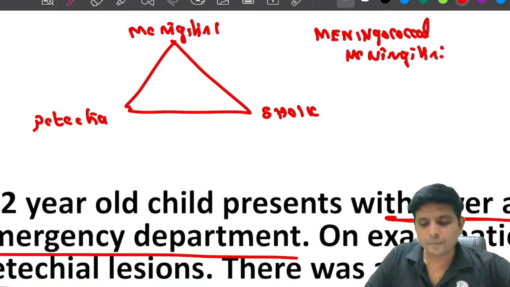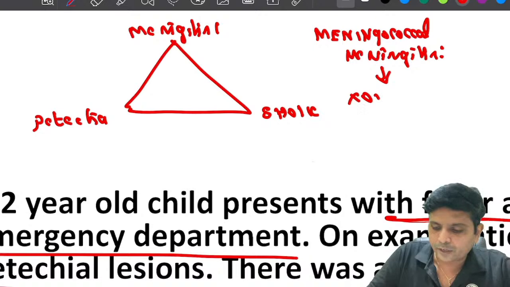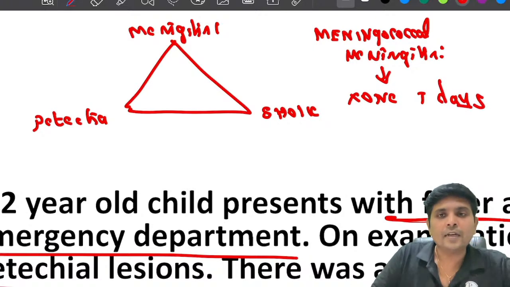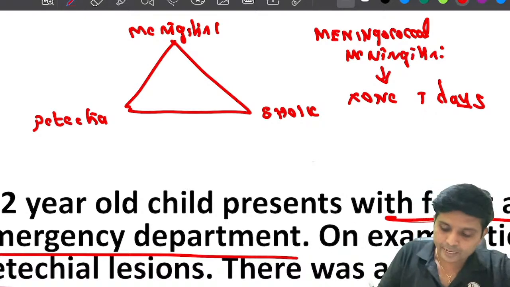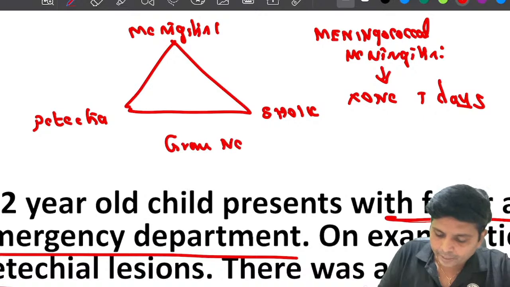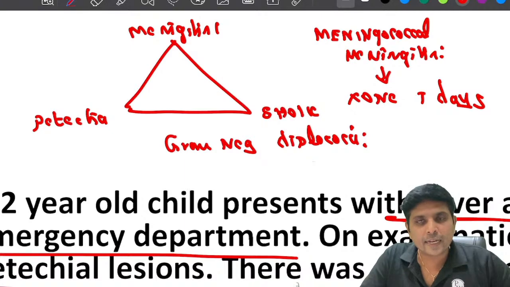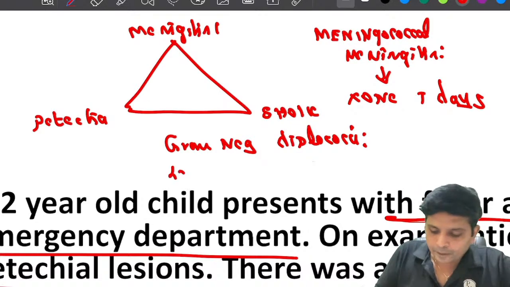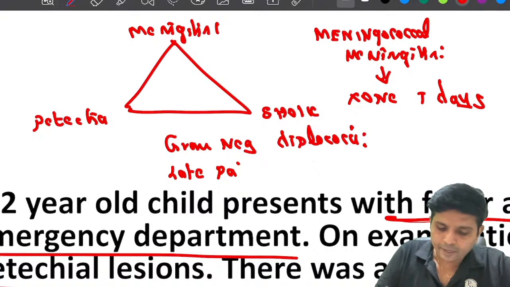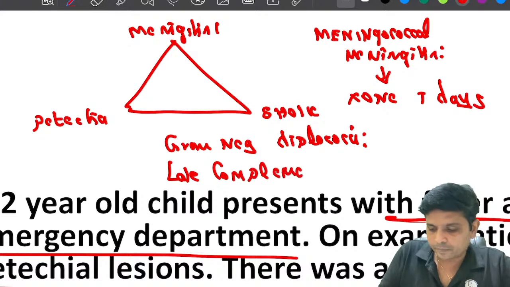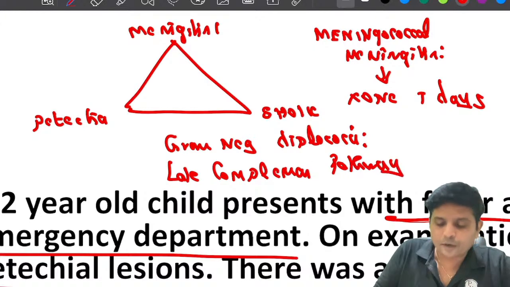It is meningococcal meningitis. What is the drug of choice? Ceftriaxone for 7 days is the drug of choice. What is the thing that you can get in your gram stain? Your gram stain will reveal gram negative diplococci. Remember, meningococcal meningitis will not occur in an immunocompetent person. Whenever you have meningococcal meningitis, the first and foremost thing that should be ruled out is late complement pathway deficiency.